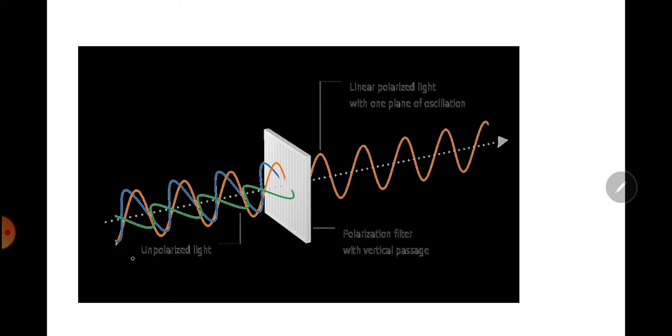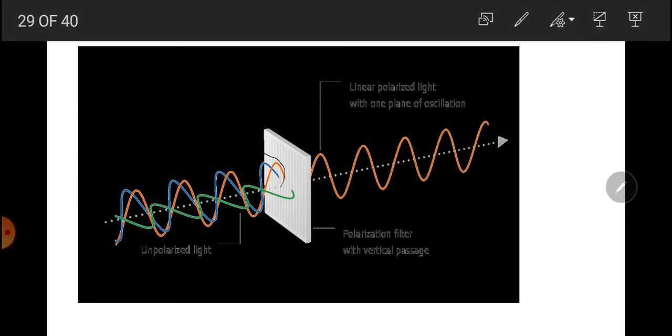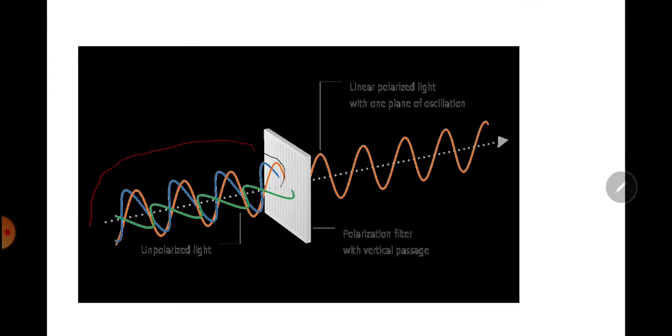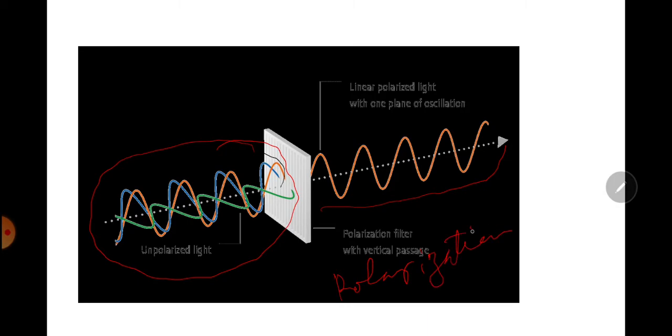Now here the light ray has all planes of vibration. Here it is restricted to one particular plane. So it is polarized. It is called polarization. The light ray is restricted to one particular plane.